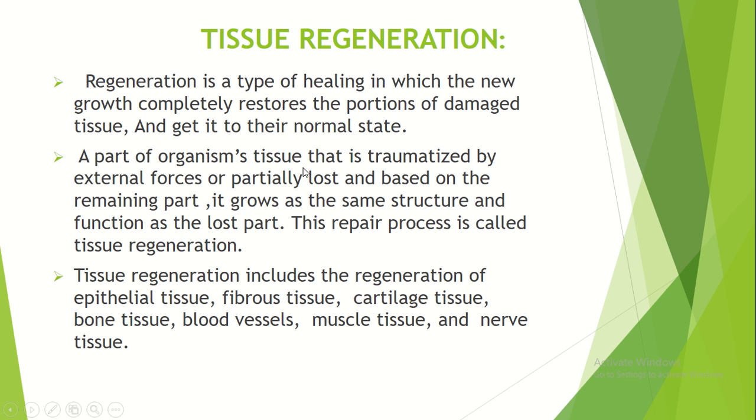When a tissue is damaged or traumatized by external force, like an accident, a cut or a wound, the remaining part nearer to the dead or worn out tissue grows in the same structure and replaces the functions of the lost part. That process is called tissue regeneration. Tissue regeneration includes the regeneration of epithelial tissue, fibrous tissue, cartilage tissue, bone tissue, blood vessels, muscle tissue and nerve tissue. These are the places where tissue regeneration happens in our body.